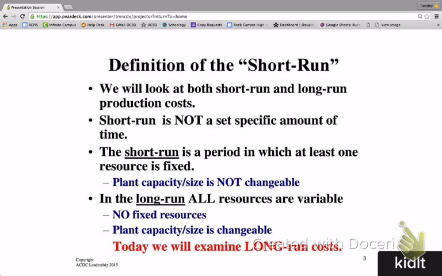So we're going to be looking at both short-run and long-run production costs. We've already looked at short-run costs, but remember, in the long run, all resources are variable. There are no fixed resources. Plant capacity and size is changeable, and so today we're going to examine long-run costs.